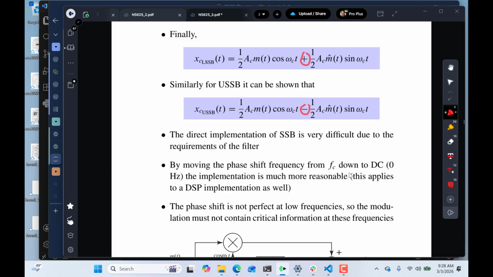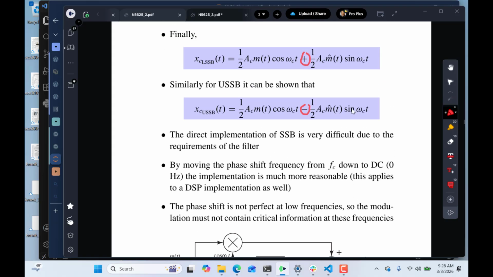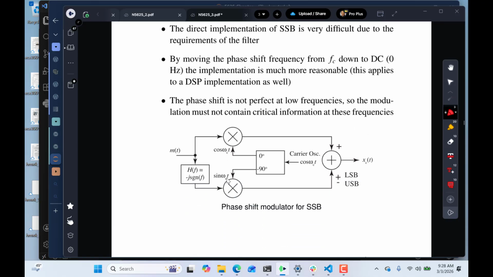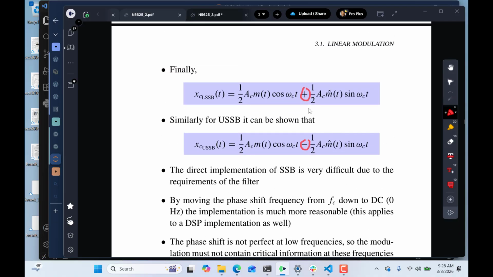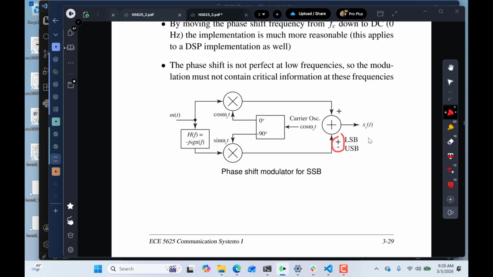We can move the action of the Hilbert transforming filter down to DC, and then we can build this phase shift modulator, which makes it a little bit easier to implement. You can see that from the blue boxed equations. We Hilbert transform or don't Hilbert transform, then we multiply by sine or cosine, and then we bring them together. This plus and minus is the pluses and minuses that you see in here. So this constitutes the phase shift modulator.